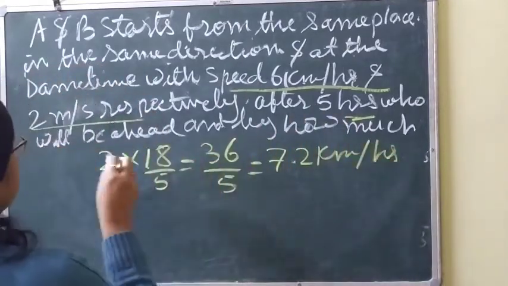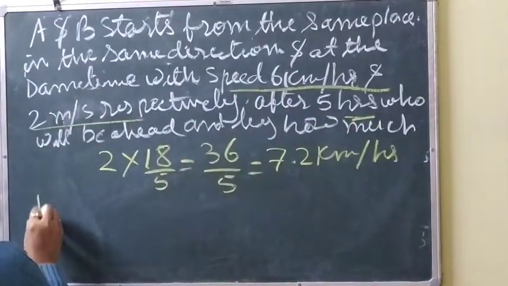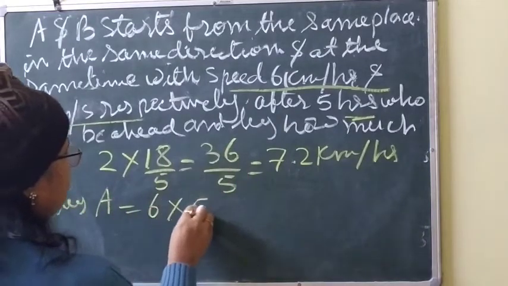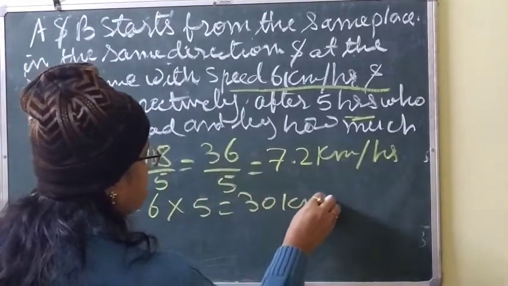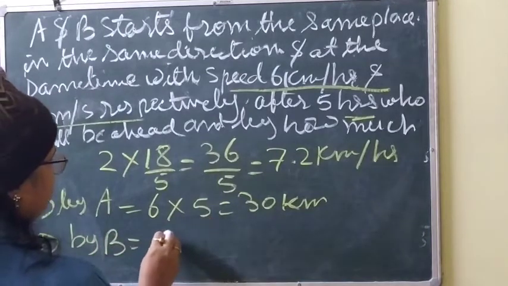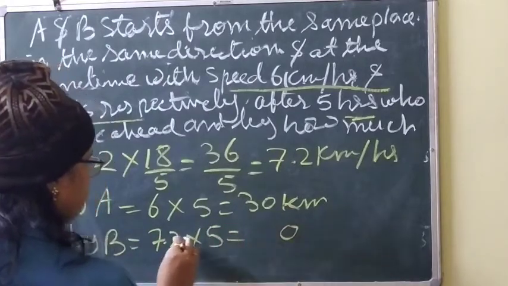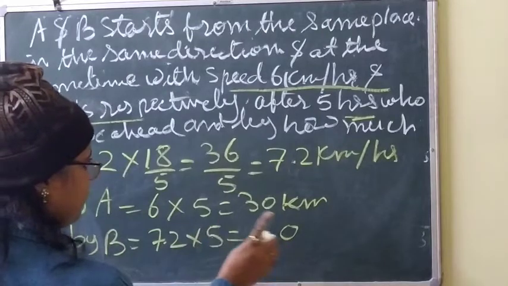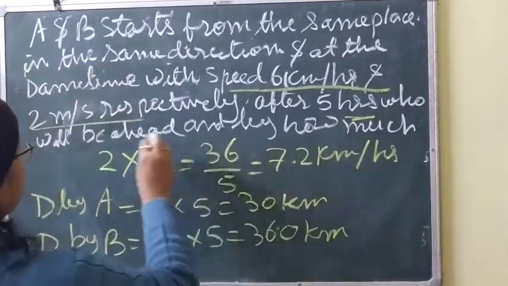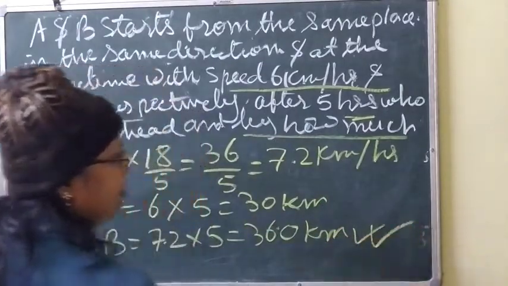Okay. Now speed is given. Then time is given. So we have to find out distance. So distance covered by A will be equal to 6 into 5, that is 30 kilometer. Okay. And distance covered by B will be equal to what? 7.2 into 5. So 5 twos are 10. Then 7 fives are 35 and 1 is 36. So 36 kilometer. Now the question is, who will be ahead? Of course B. B will be ahead.